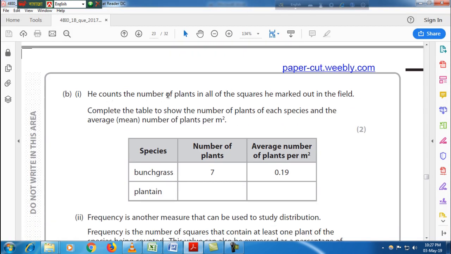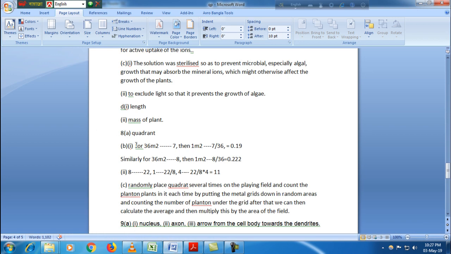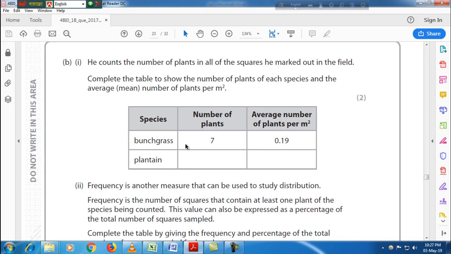Number B1. He counts the number of plants in all of the squares he marked out in the field. Complete the table to show the number of plants of each species and the average mean number of plants per meter square. So the first one has been done already. Here the species is bunch grass. There are 7 plants over it. Now the average number of plants per meter square, that means per meter square how many plants, what will be the average number of plants.